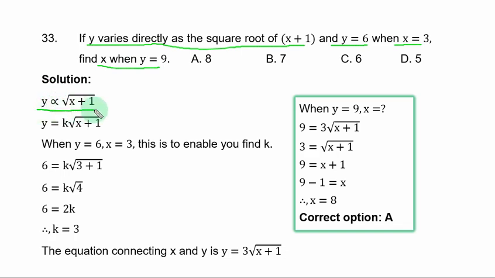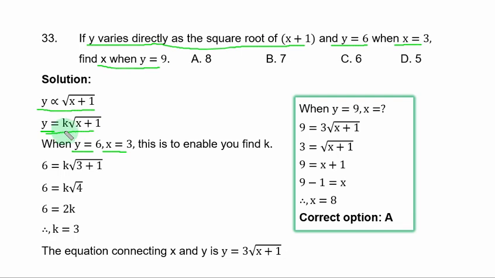In variation, we always do away with the symbol of variation and you introduce an equality sign and the constant of variation to multiply the term on the right hand side. You have it in this form. When y is equal to 6 and s is equal to 3, this is to enable you find k.